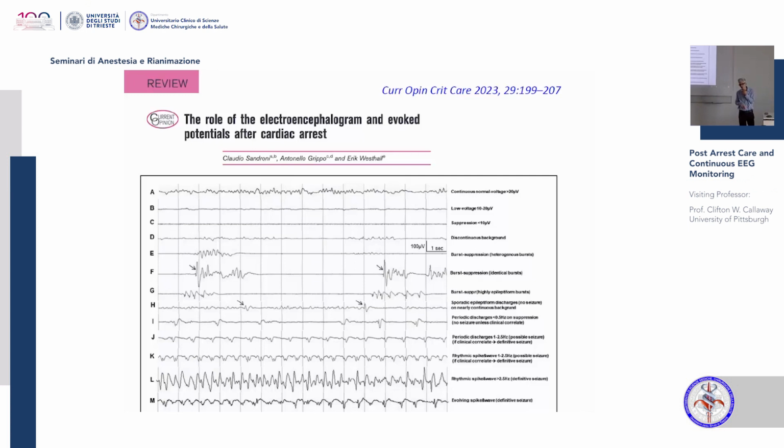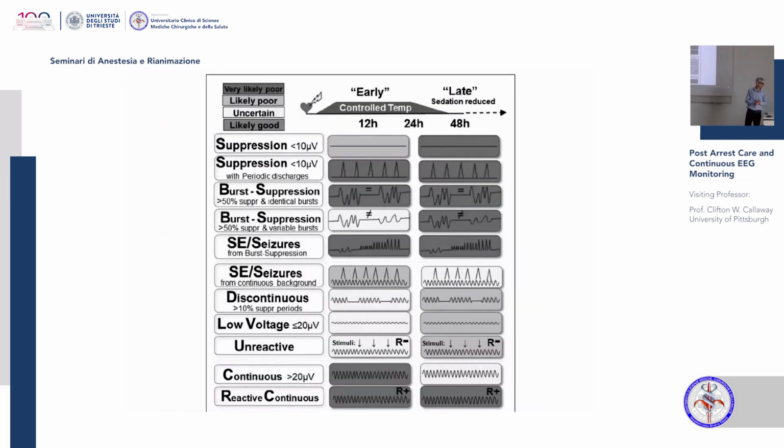Claudio Sandroni wrote a review that's available this year. It has pictures of all these things. It's a really nice paper. On my screen, it has the reference put out there, but it's in Current Opinion in Critical Care. And you have pictures of all of those types of discharges. And he also summarized, well, what's the significance of those? If you start suppressed and stay suppressed, that's bad. If you start continuous and continue to be continuous for 48 hours, that's good. And then you have different combinations in between.